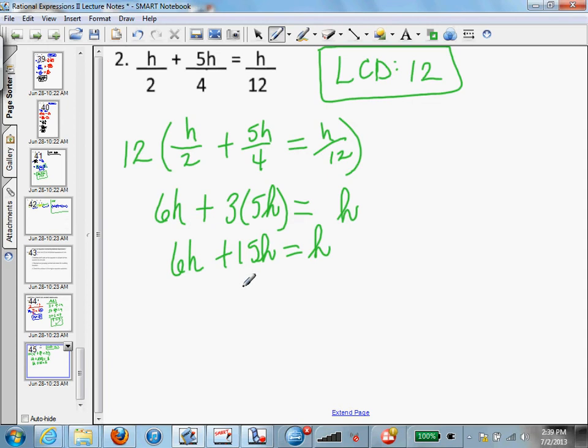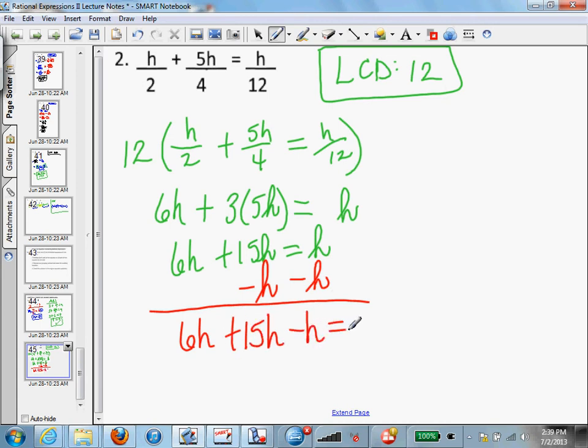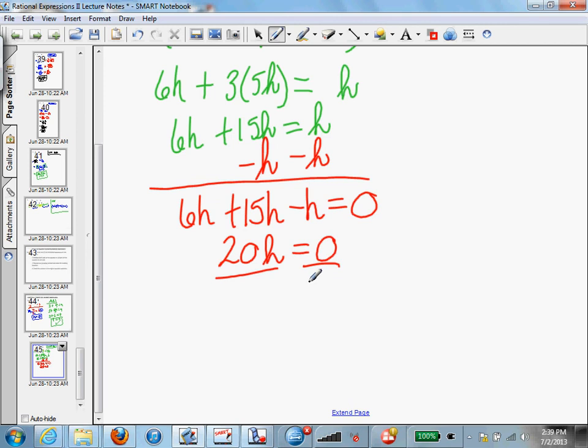So let's combine our terms. Over here we have 6 plus 15 h equals h. To get all the h's on one side, let's subtract h. So it's going to be 6h plus 15h minus h equals 0. So 6 plus 15 minus 1 is going to yield 20h equals 0. To finally get h by itself, divide both sides by 20, freeing the variable h. Anything over 20 of 0 is 0 for our purposes here, so h is equal to 0.